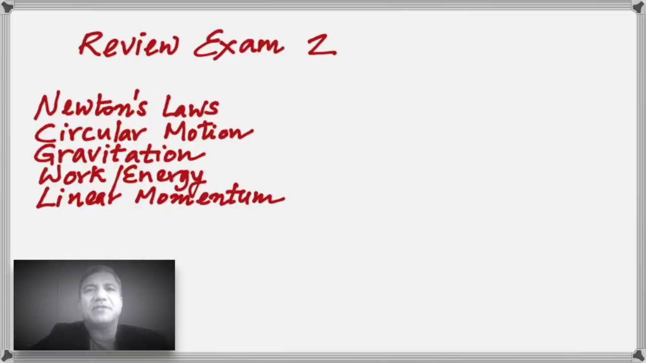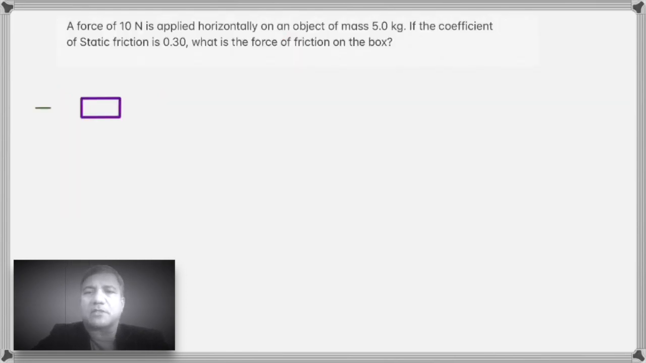Laws of motion, circular motion, gravitation, work energy, and linear momentum. About 9 questions here. Let's get straight into the questions. The first one talks about a force of 10 newtons being applied horizontally on an object of mass 5 kilogram.